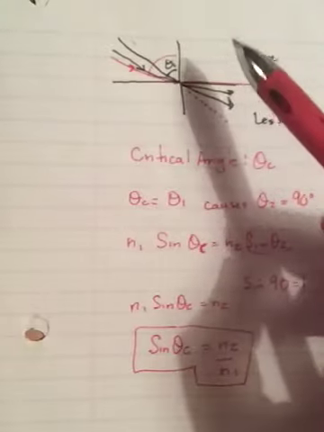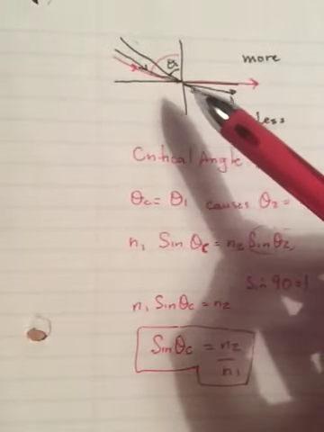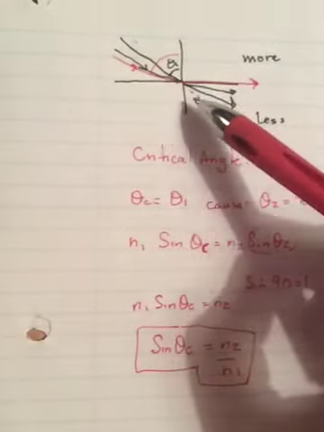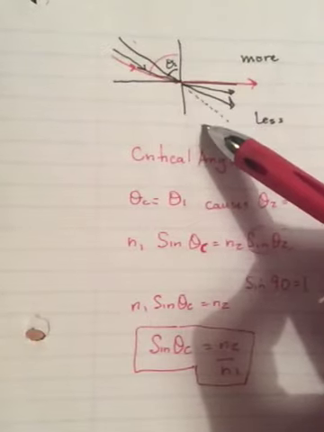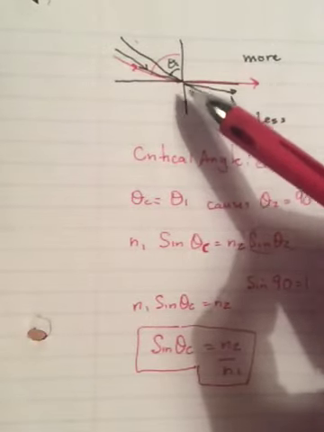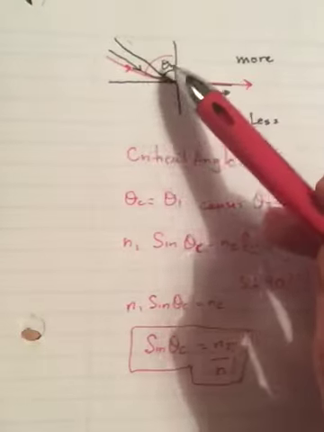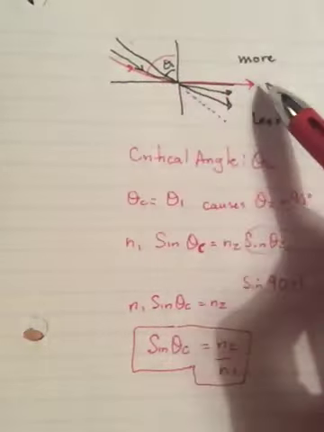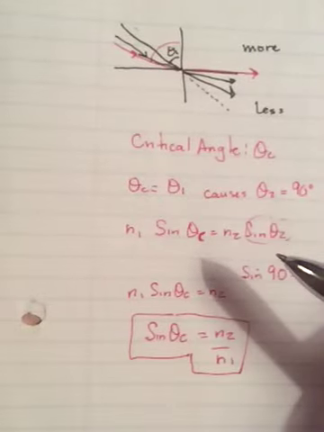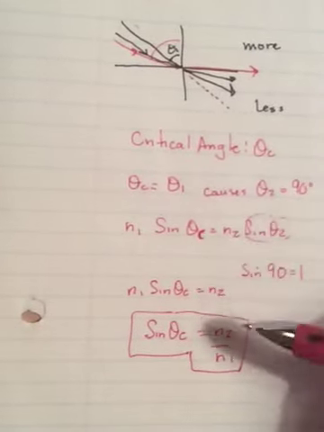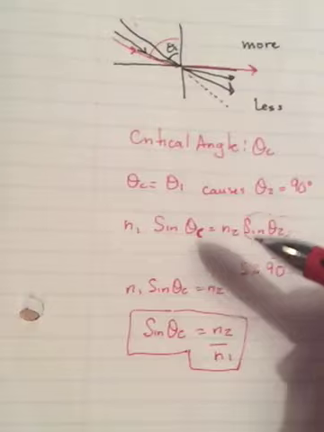It will never happen when you're going from less dense to more dense, because when you're going from less dense to more dense, the refracted ray bends towards the normal. No matter what the angle of incidence is, you will never get the refracted ray to go along the surface. Okay, so critical angle only works when you go from more to less.